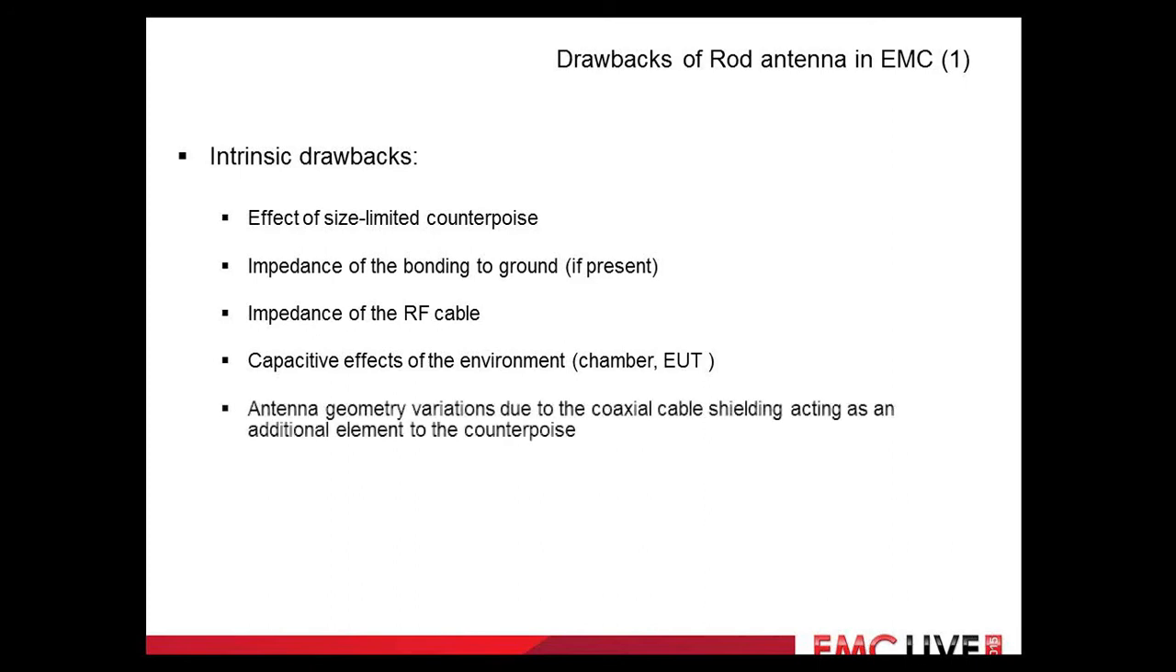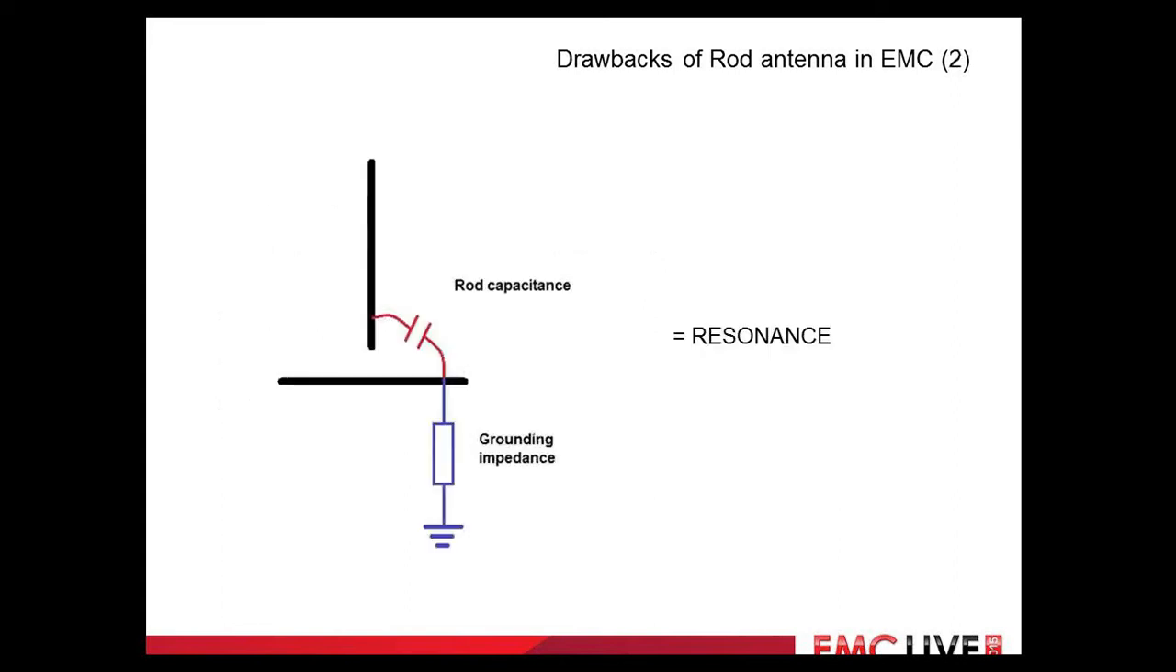Also, and this is one of the aspects we will look into in more detail, the geometry of the antenna changes, mainly due to the coaxial cable shielding, which is acting as an additional structural element to the counterpoise. So we vary the geometry of the antenna. And this leads to the fact that we have the capacity of the rod and the impedance versus ground, which means we have resonances.